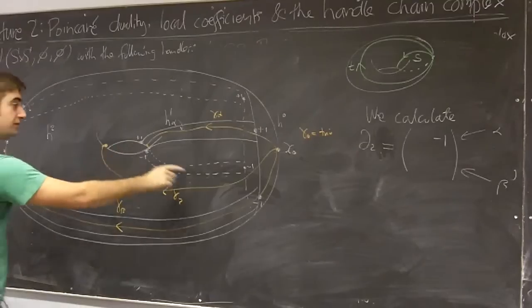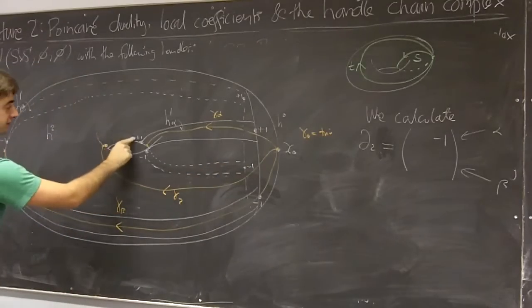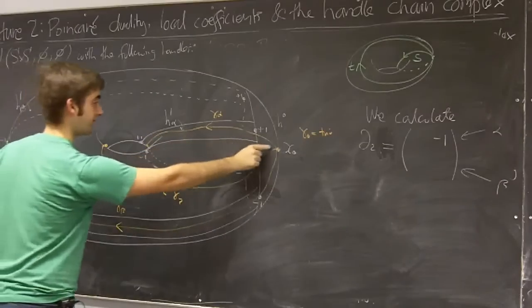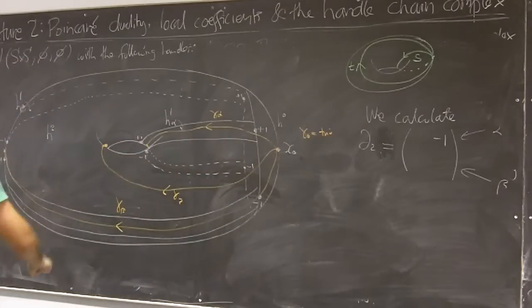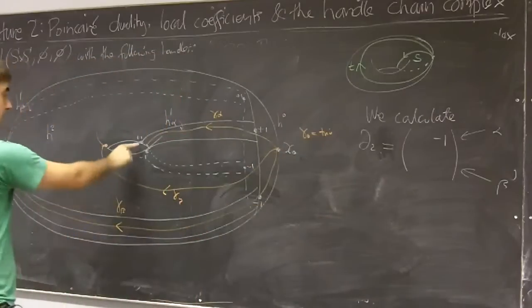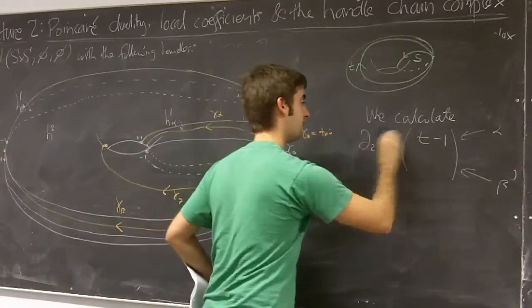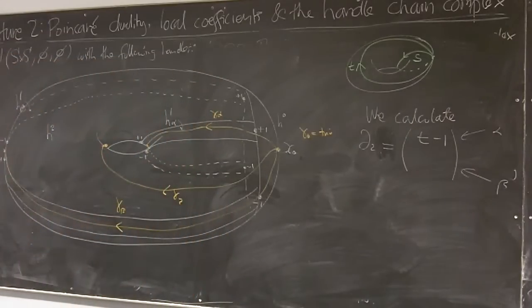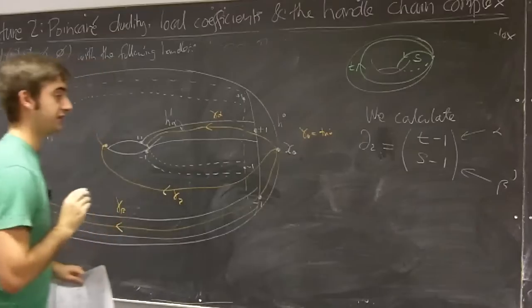What about the other intersection point? Well, for this one we have to go round the hole. From this point we have to go around this way and enter the core and then back there. So this actually gives us a non-trivial loop in pi 1, which is the loop I denoted by T, and we get the sign +1 from the intersection. So we get T - 1 is the component of the boundary map to the alpha part of C1. And then similarly, we get S - 1 to beta.